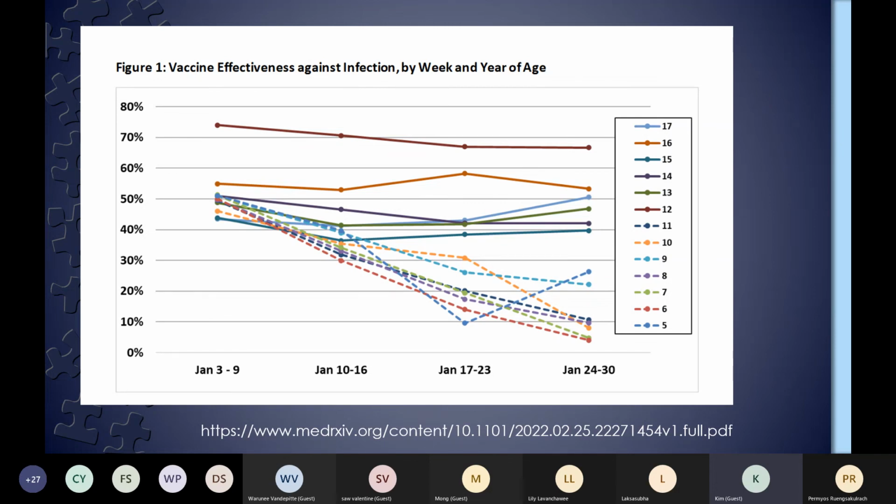The dotted lines are representing the younger age groups from 5 to 10. And remembering that that group received a 10 microgram dose, whereas the older children above 11 received a 30 microgram dose. And so the authors of this paper conclude that this has got something to do with the dose being too low. I'm not sure about that.